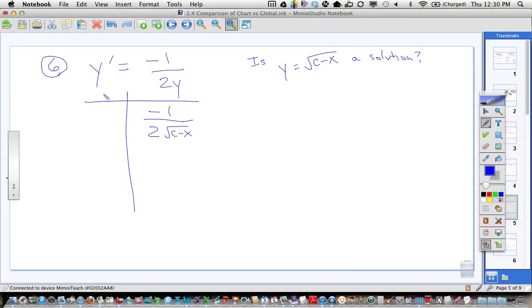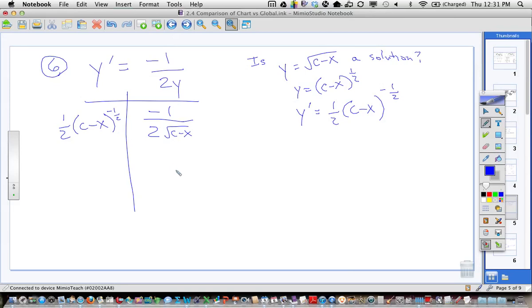And over here, I need y prime. Where do I get that? I have to do the derivative of this one. First, I'm going to rewrite it. And now I'm going to do the derivative of it. So I bring the 1/2 down in front, and then I've got c minus x to the negative 1/2. Everybody good with that? So I plug that over here. 1/2 c minus x.